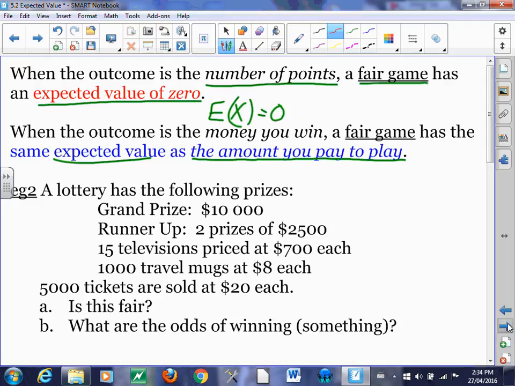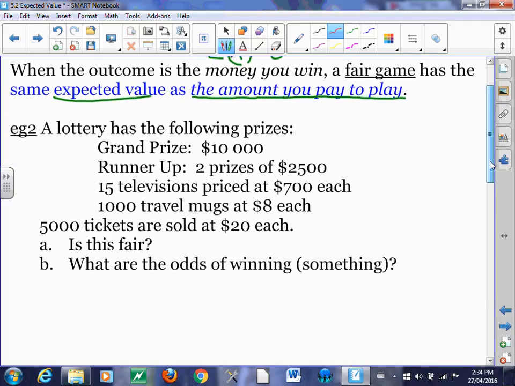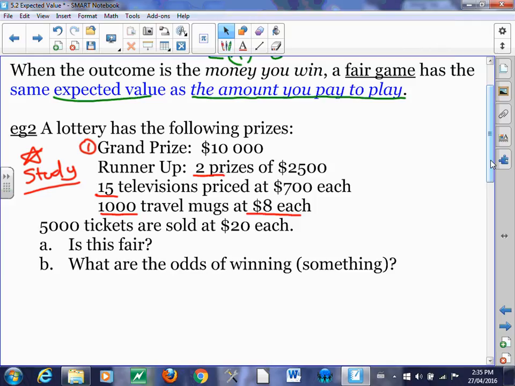Okay. So let's take a look at this last example. It's a lottery example. These are popular, and I'd make sure you know how to do at least this type of example for your test. So study one of these. It says a lottery has the following prizes. So we have a grand prize of $10,000, and that's meaning one of them, right? We have two prizes of 2,500. We have 15 televisions, and we have 1,000 travel mugs. Wouldn't that be great to have a travel mug, folks? Awesome. And then remember, you also have the chance of not winning.